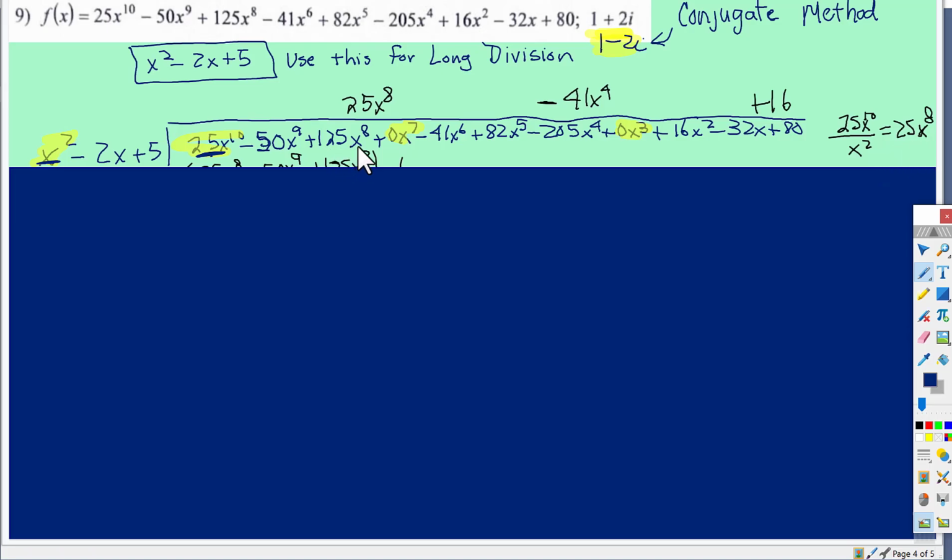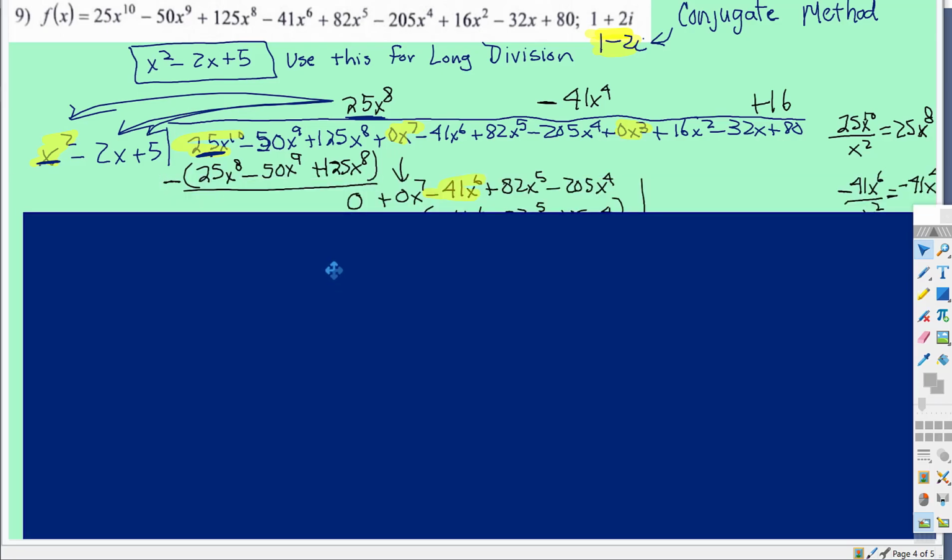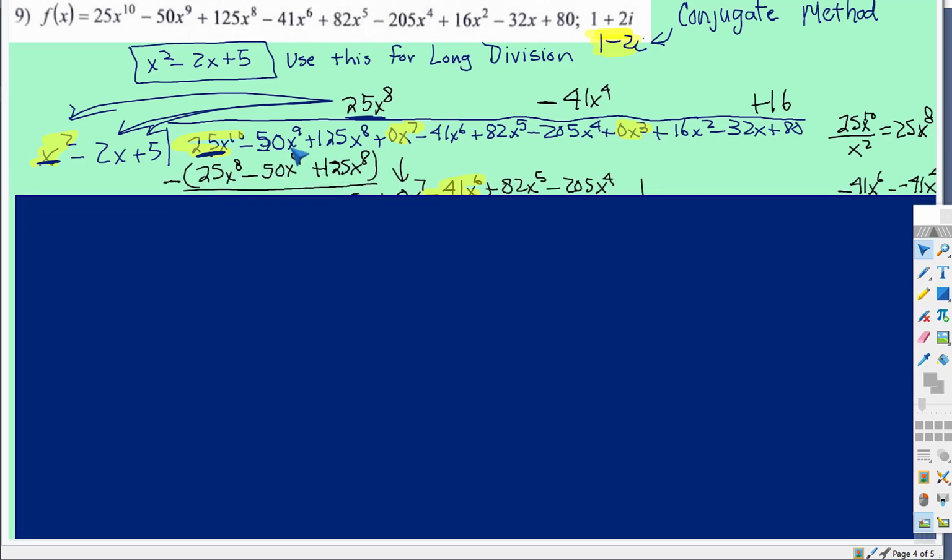So in the x to the 8th column, you put 25x to the 8th, and then we multiply all 3 terms. Well, that gives us the same thing as above. So when you subtract, that whole thing zeroes out. So bring down the 0x to the 7th, the negative, bring down 3 more actual terms that are not 0. I still brought down the 0x to the 7th, but you can ignore it. So you've got negative 41x to the 6th, positive 82x to the 5th, and negative 205x to the 4th.